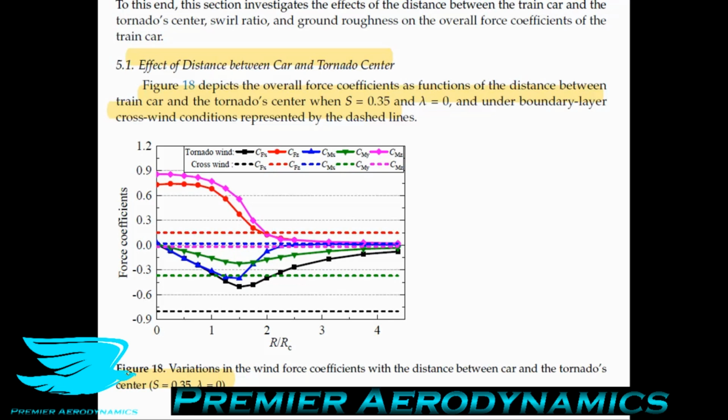So you can see that the forces on a train are very localized. Once you get 2 radii away from the tornado, all of the forces pretty much drop, whether it's the side force, the lift force, the rolling, pitching, or yawing moments, they all pretty much go to zero. So the effects of tornadoes are fairly localized to just the tornado's region, which is good in a way.